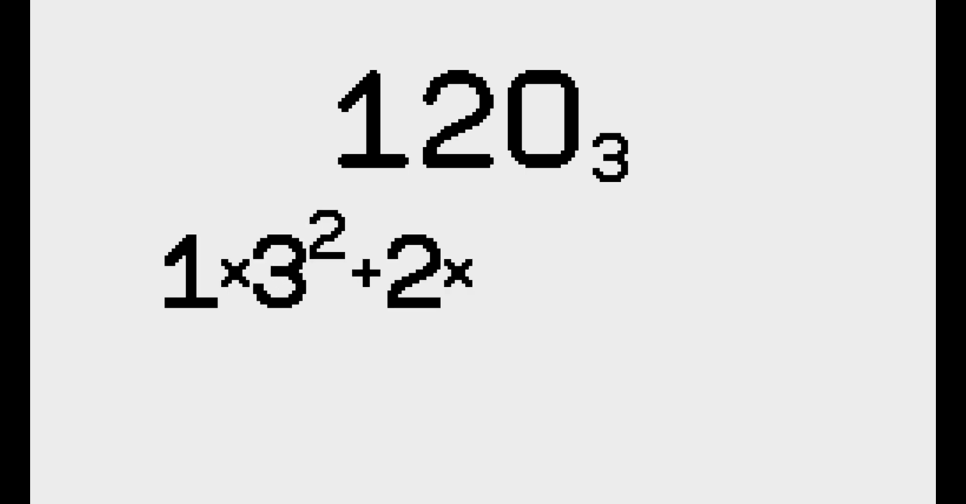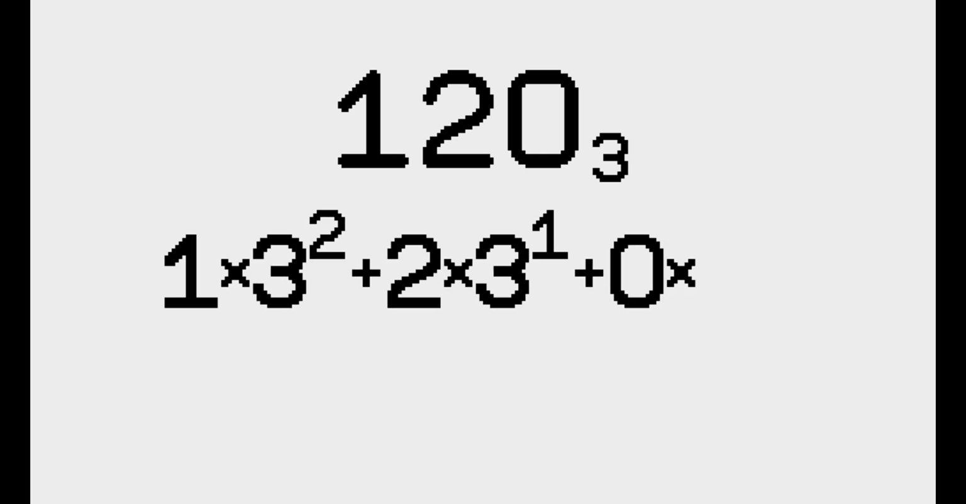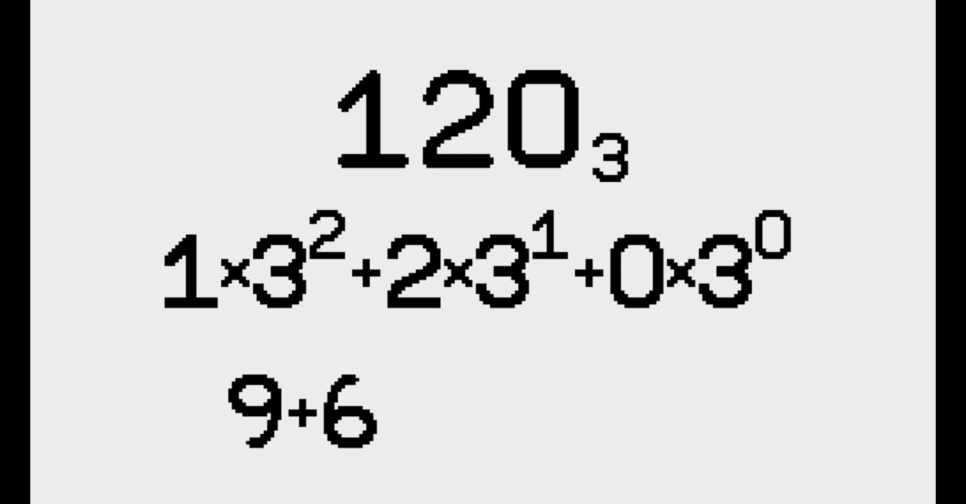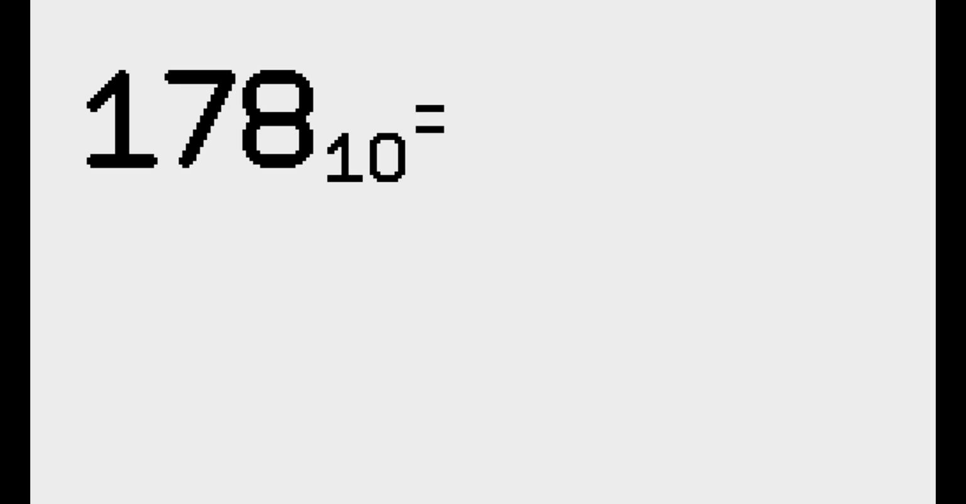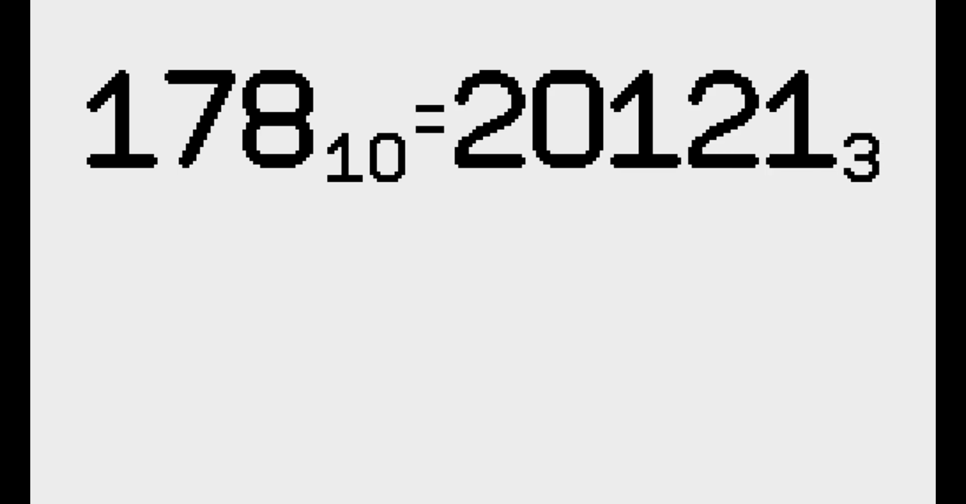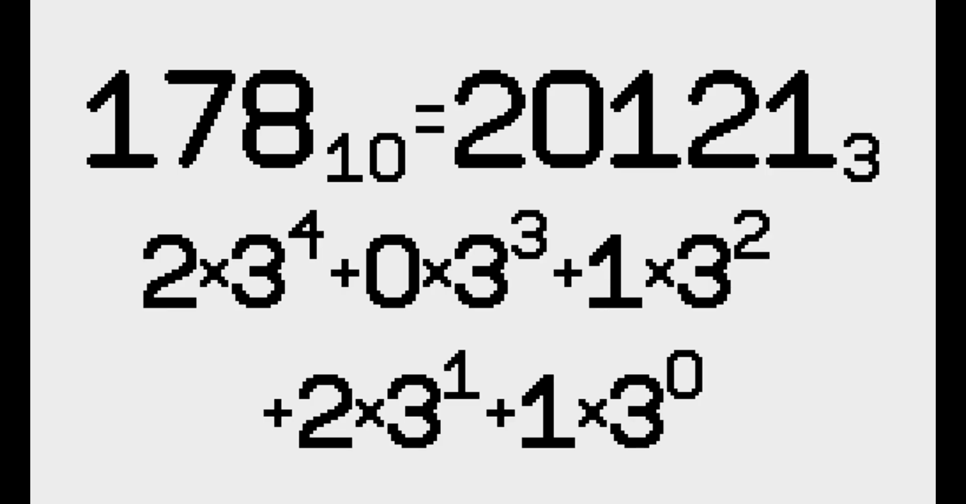For example, the number 1, 2, 0 in base 3 would be 1 times 3 squared plus 2 times 3 to the first plus 0 times 3 to the 0, or 15 in base 10. 178 would be 2, 0, 1, 2, 1 in base 3, which you can check with the expanded form below.